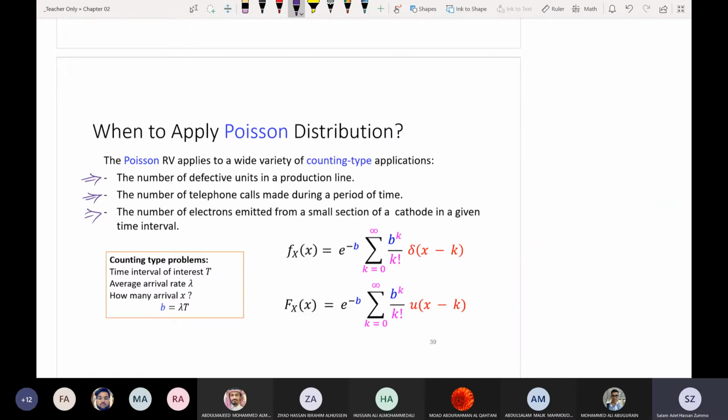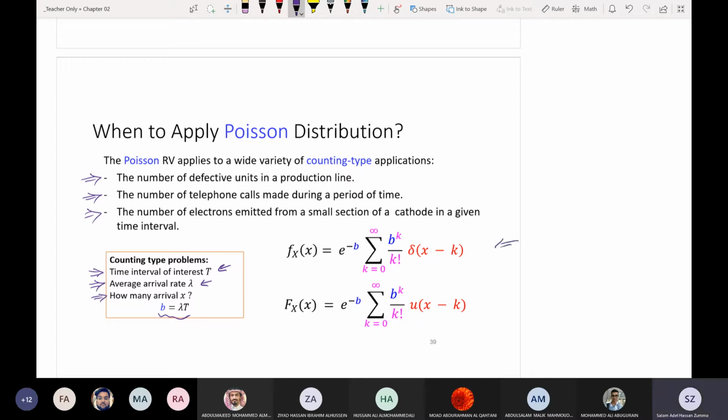Okay, then a time period, and I ask you for the number of events in that time period, or that production line, or whatever. So the way we count is we define the time interval of interest. We call it capital T. And we define the average arrival rate, which is lambda, the average arrival rate per unit time, per second. Then the number of arrivals will have an average of B equals lambda T. Okay?